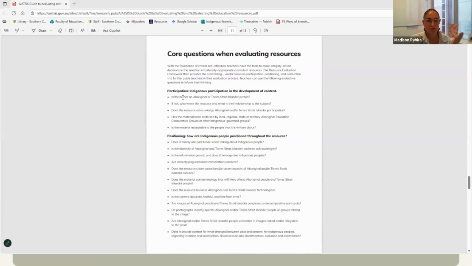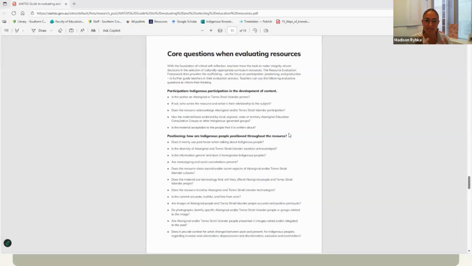Core questions to look at. Is the author an Aboriginal or Torres Strait Islander person? If not, who wrote the resource? So all of these dot points are the questions you'll be asking yourself when you look at your resource and then when you go to answer it. Especially when it says, is the author an Aboriginal or Torres Strait Islander person? Yes, but I would like more context. Where's this person from? What is their language group? I want to see that you've done a bit of a deep dive into the history to support your resource.